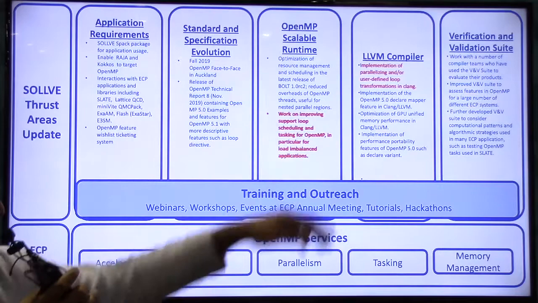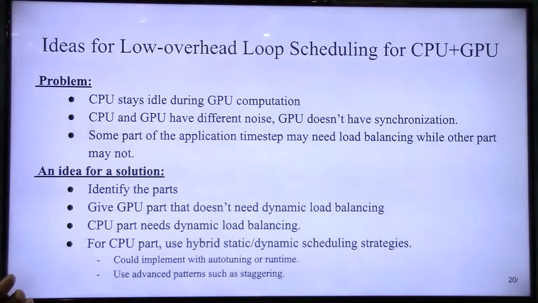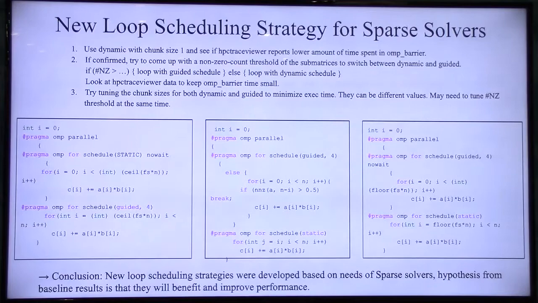I just have some points on the CPU and GPU. There's some work being done for partitioning across CPUs and GPUs using loop scheduling, and we're working on that in the next year. I've also worked with NERSC at Berkeley to implement the sparse solvers using this dynamic static scheduling strategy.